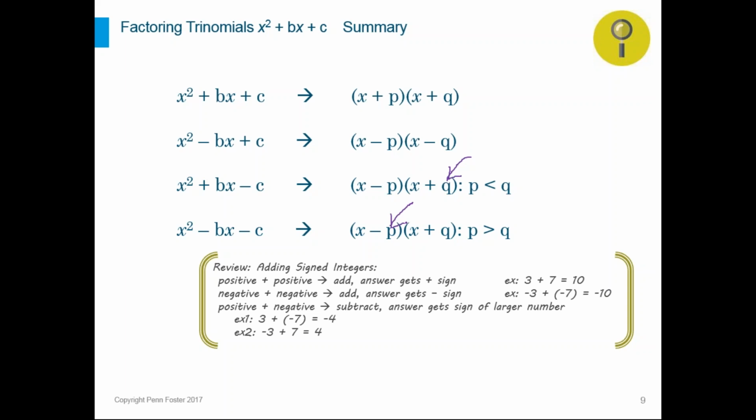And I also included a review from General Math 1, which is one of the basic courses that we have, on how to add signed integers. So if you want to write this down somewhere, when you add positive and positive, what happens, negative and negative, what happens, and then positive and negative, that will help you with determining which factor would be the negative and which factor would be the positive.